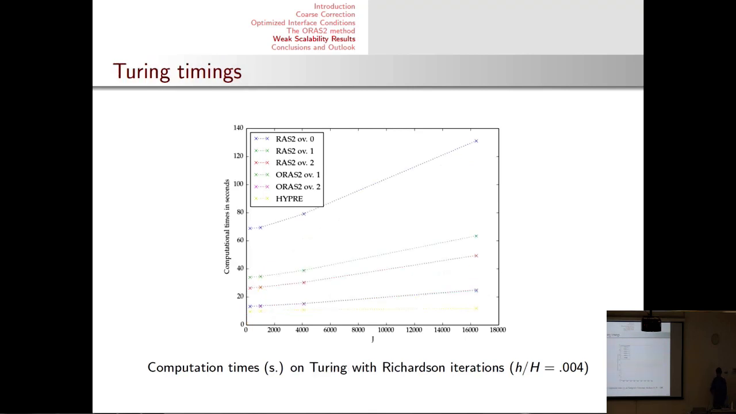I also did the same thing on the Turing machine, where I could also use 16,000 cores. Here there is a big difference, a nearly factor of 2 between hyper and ORAS2. Actually, it's normal to go slower on Turing than on Occigen, because Turing has a very specific Blue Gene Q architecture. But let's say hyper suffers less than us from going from one machine to the other, and that's probably because the hyper library is very well optimized and has been for many years.